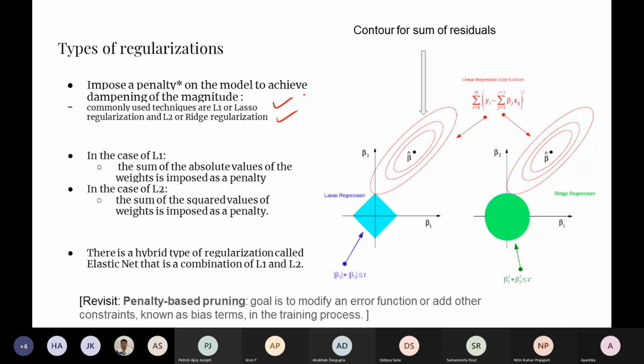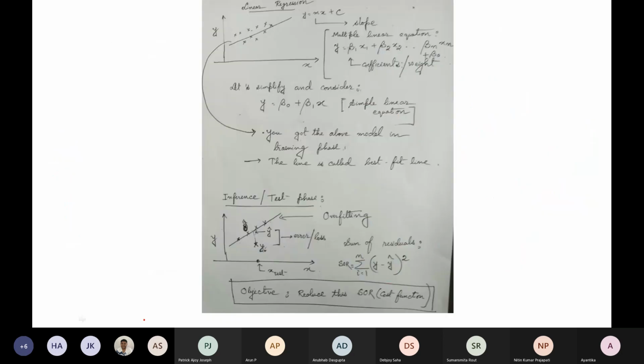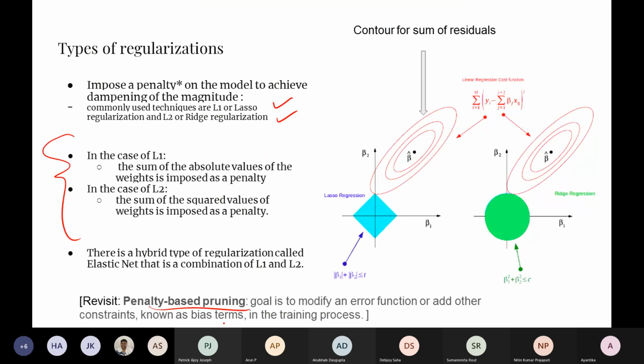I will come to this part, the difference of this penalty, and come back to this diagram. But you remember when we talked about penalty-based pruning, I quickly skipped one slide there, where the goal is to modify an error function or add another constraint, known as bias terms, in the training process. Basically, there also with the error function, you are adding some penalty, and that way you are modifying the error function.